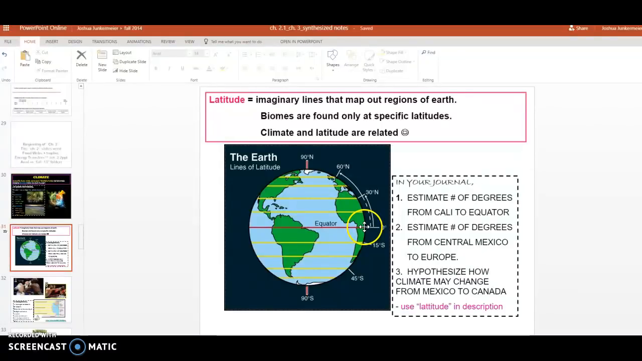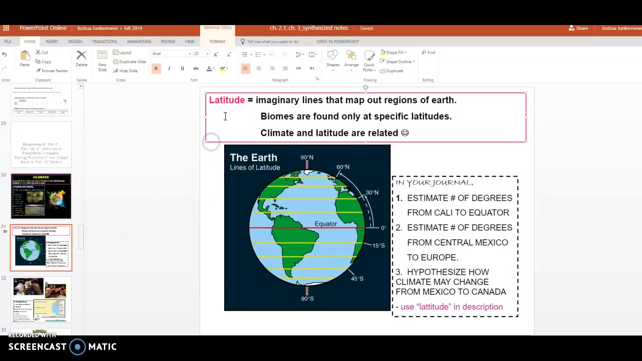And then if you go south of the equator, the numbers also increase, but to the south pole, right? Now, each of these lines has characteristic climate, certain temperatures and amounts of rain, amounts of sunlight. So let's start out with, in your notebook, write slide 31, and let's copy the definition for latitude.